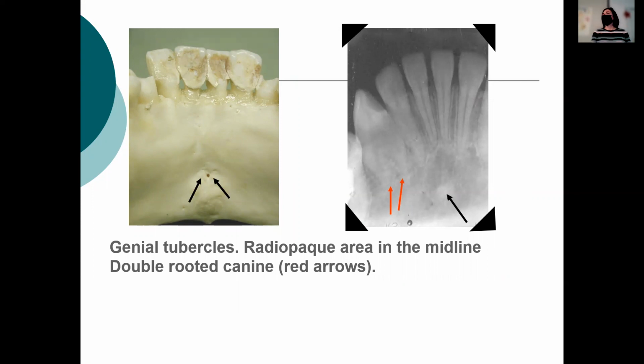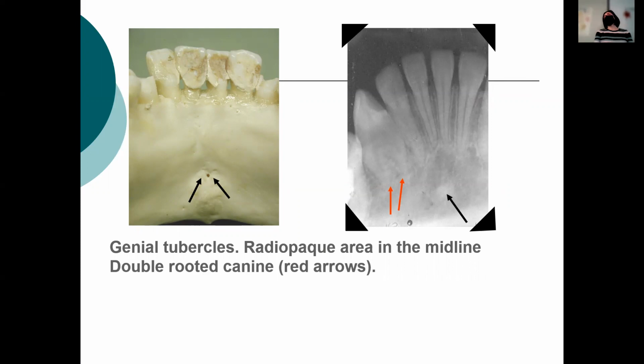Oh, okay. And then same thing here: genial tubercles, lingual foramen. If you're looking at something that's radiopaque in that area, it's going to be pointing to the genial tubercles. If it's a noticeable radiolucent, it'll be the fossa. Sometimes you can see both. Sometimes you can only see one or the other.